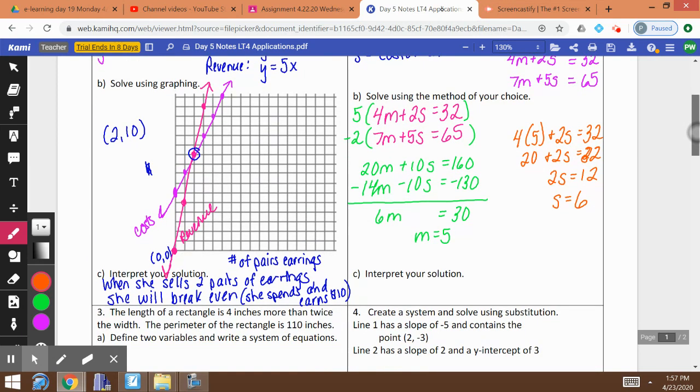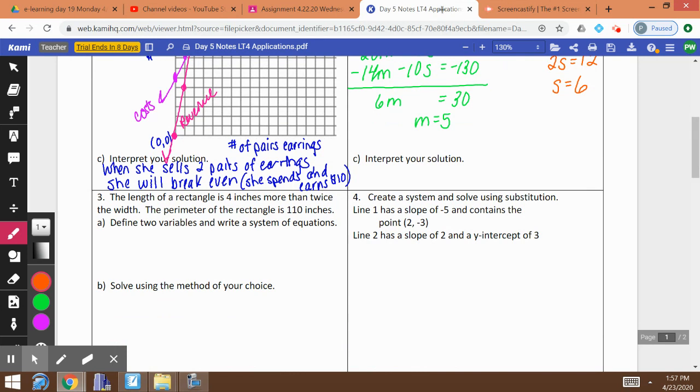M is the cost of a box of M&Ms here. So I'm going to say M&Ms cost $5 each. And Skittles cost $6 each. And we get our solution there. That's what I mean by interpreting.